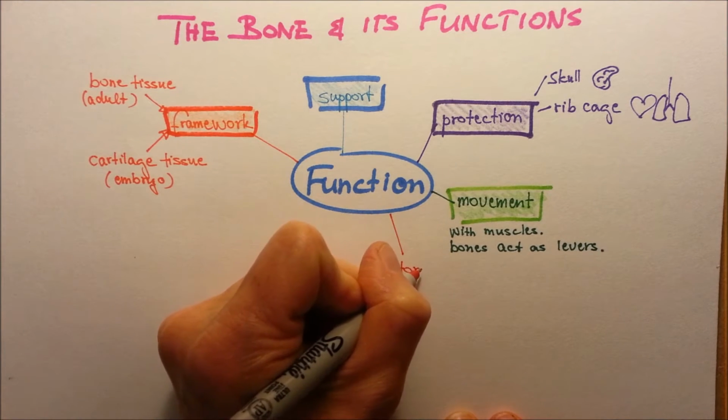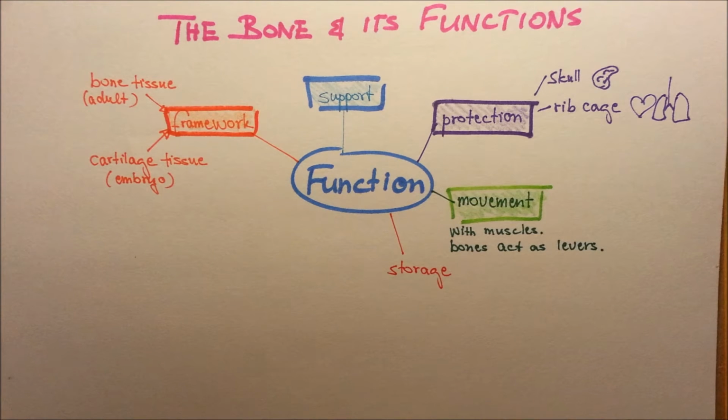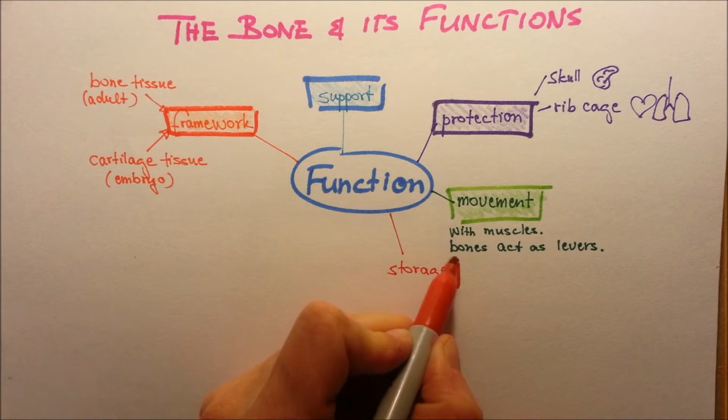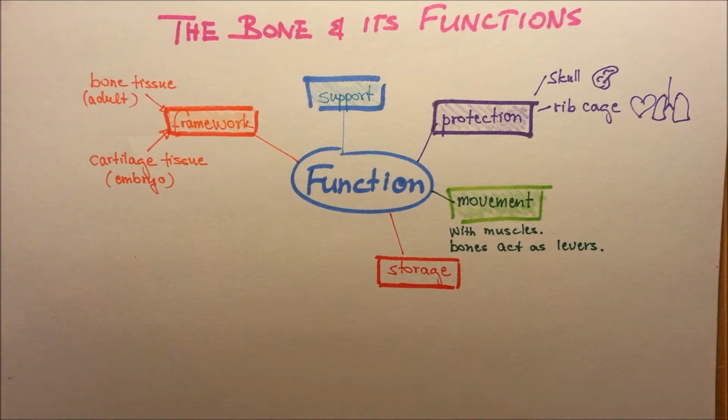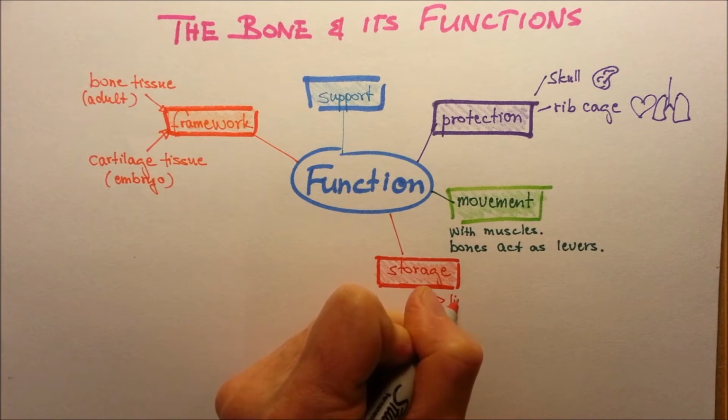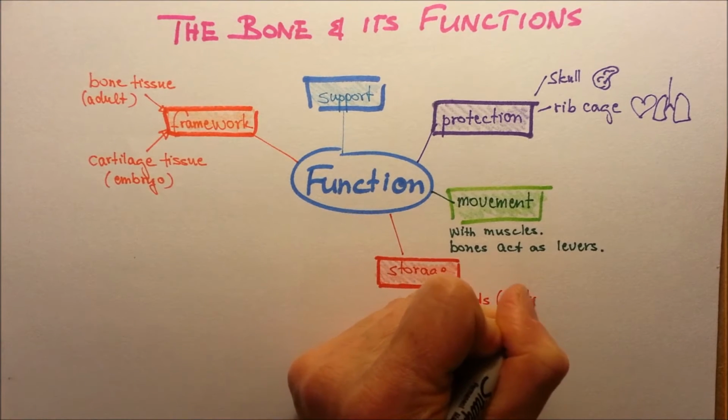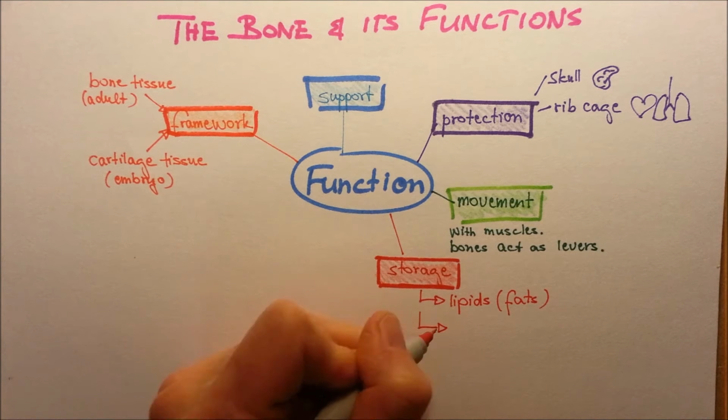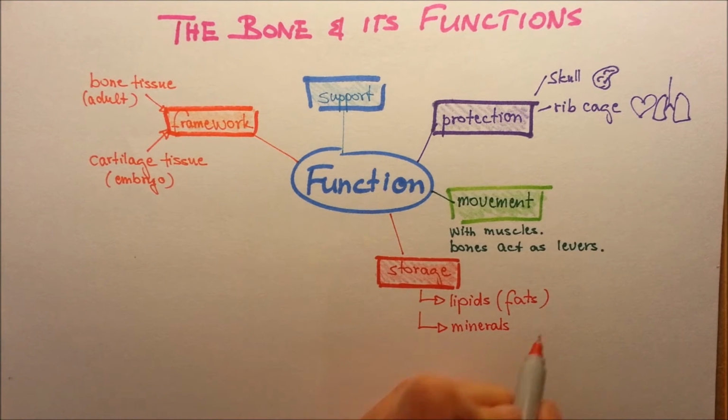The fifth function is storage. It's a great storage place for fat, and we will see in another video. It is the yellow bone marrow, so it's lipids, or in parentheses, fats that are stored in the bones, as well as minerals, and one of them is calcium, and another one is the phosphate minerals, that are really important for the bones to be sturdy.